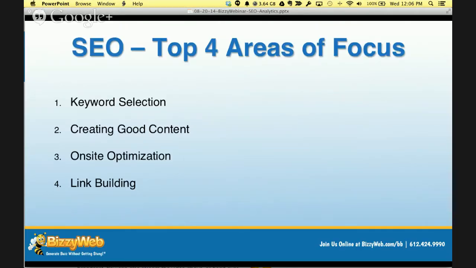The top 4 that we're going to zoom in on today are, number 1, keyword selection. Number 2 is creating good content. Number 3, on-site optimization. And then number 4, which is probably the most challenging of these 4, but still important in the whole equation of search engine optimization, is link building.